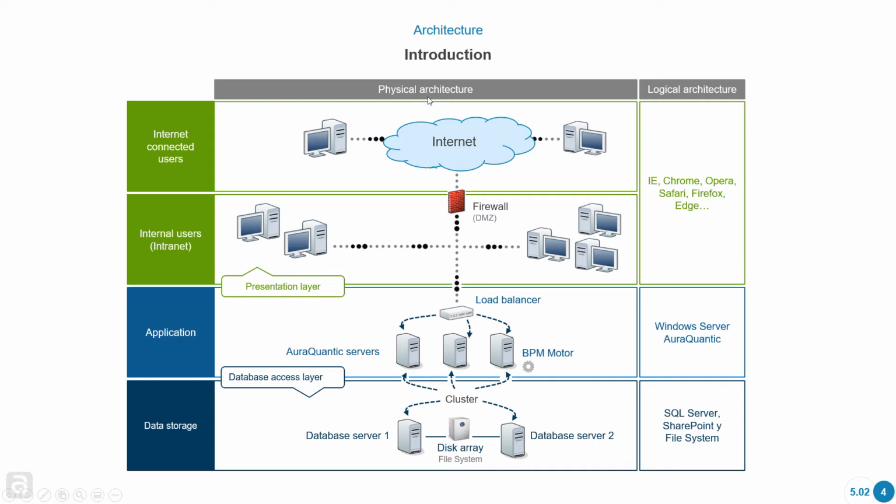Physical architecture: we have the user layer, the layer where the external users can connect to the application via the internet, and the intranet, where the employees interact with the application. Then we have the application layer, where the servers that contain the BPM motor are. And at the bottom of this image, we have the data storage layer, where the data is stored.